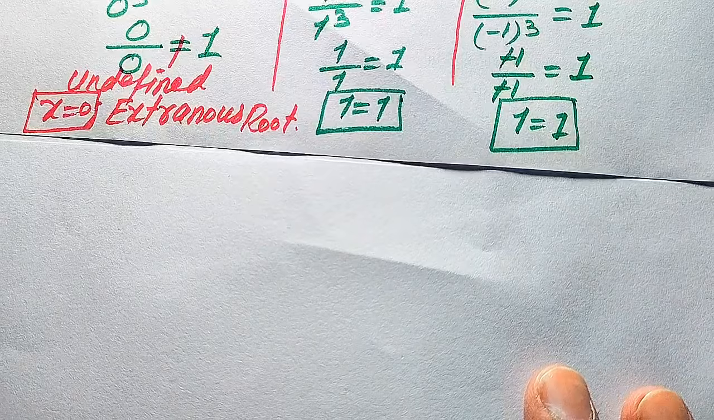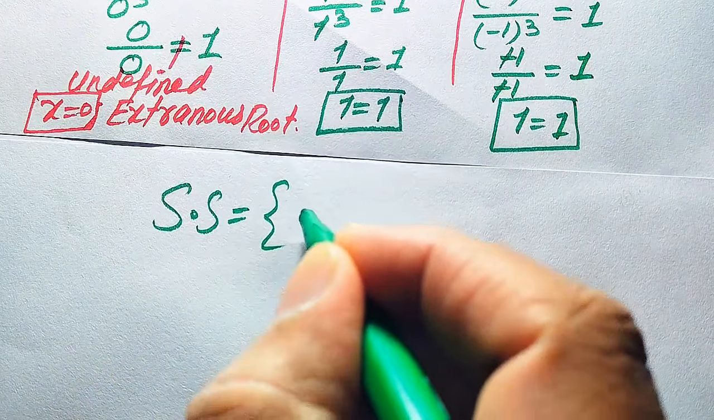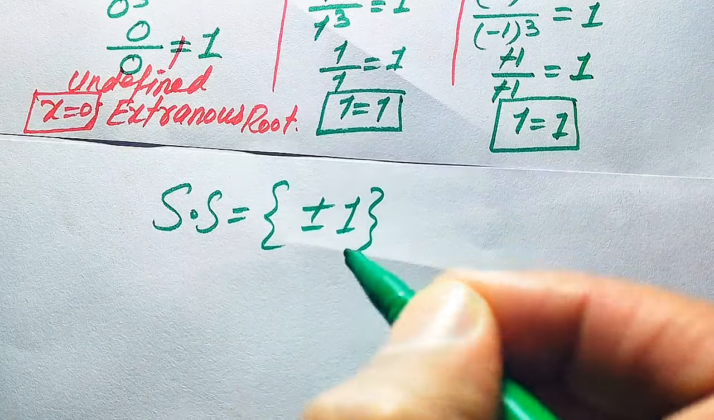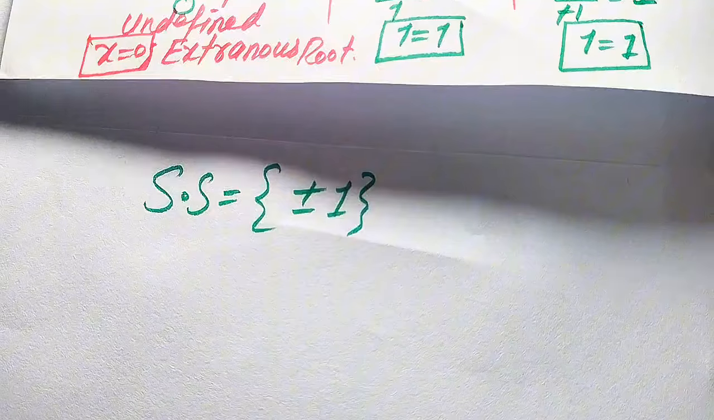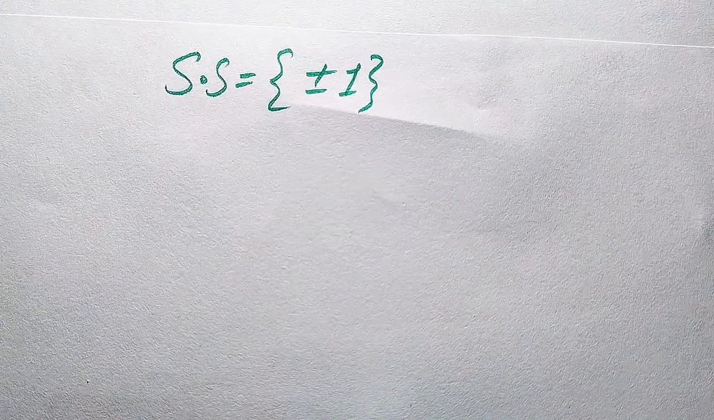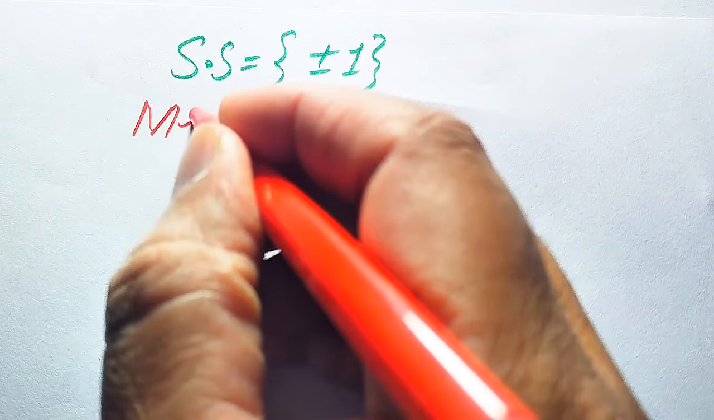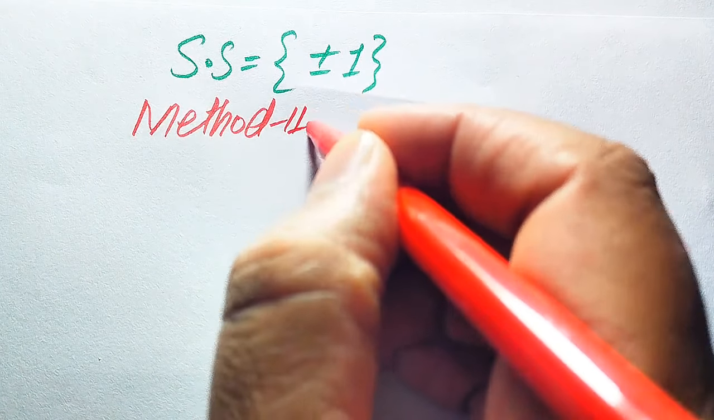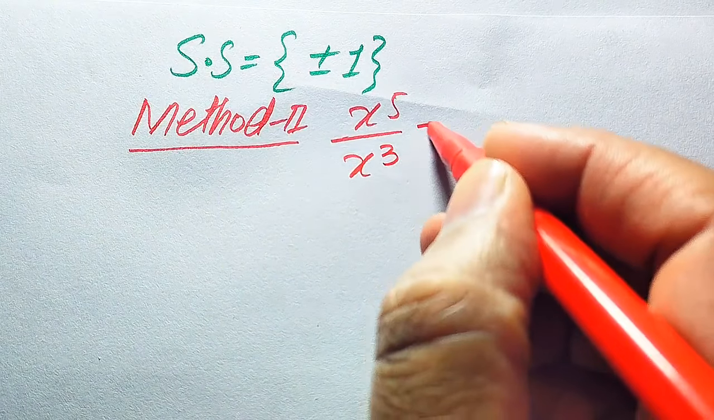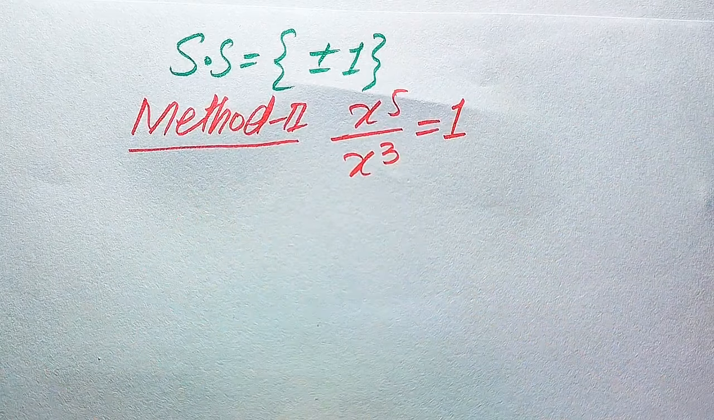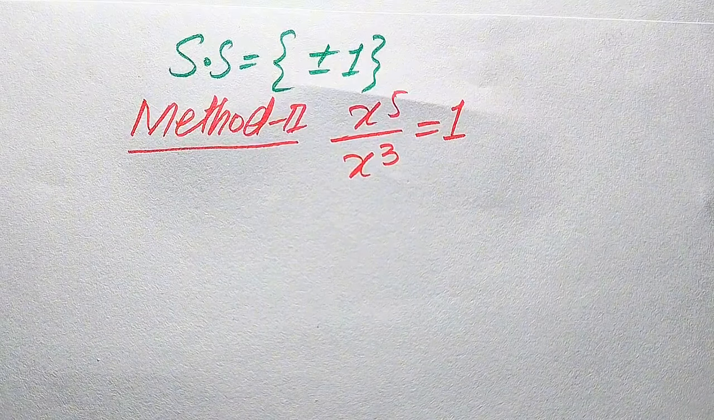So finally we conclude about the solution set of this problem, and the solution set of this question is plus minus 1. So these are the two solutions of the given equation which we get from the first method. And now we move towards our second method, and in the second method we copy down the given question statement, x to the power of 5 divided by x cubed equals 1. Here in the second method I will give you another technique in which you can quickly get the roots of this equation.